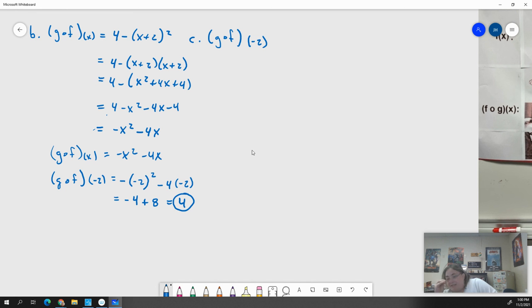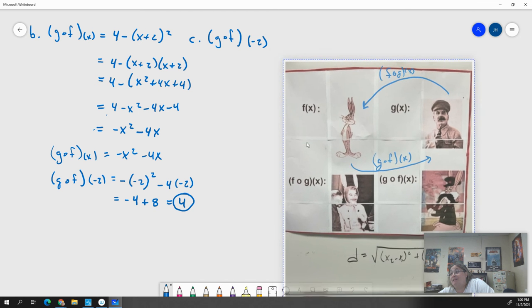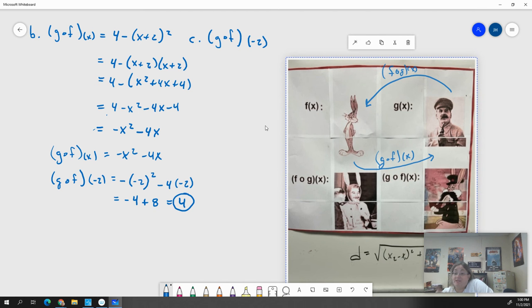Does that make some sense? You guys probably did this a little bit in Algebra 2, composition of functions. They probably did not have Stalin and Bugs Bunny. The chances of them having that were pretty slim, although I might have shared it with Mrs. Valdez. I don't know if I have, but had I, you might have gotten it that way.